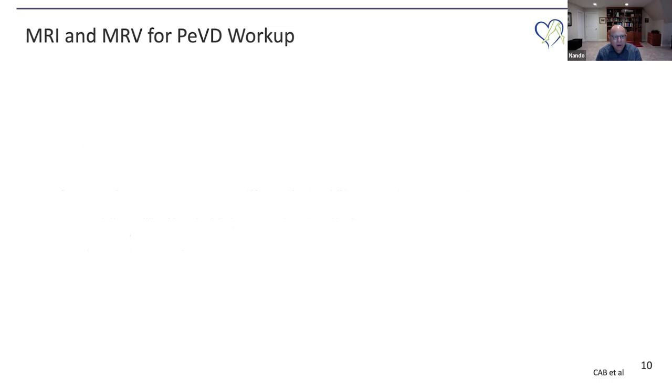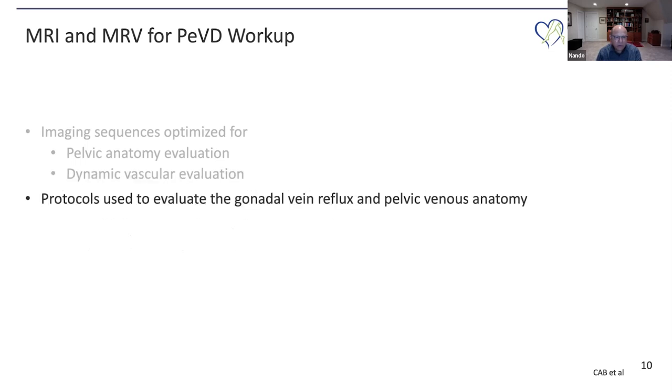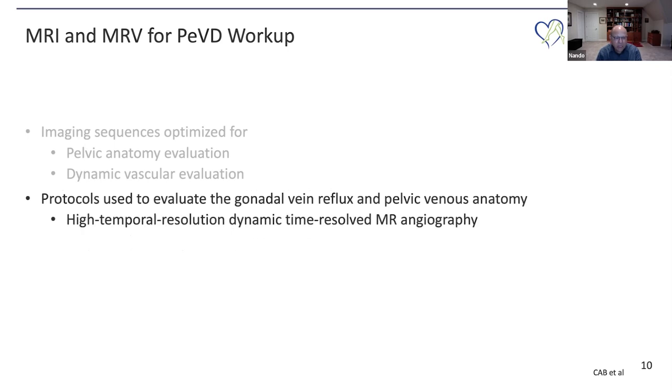MRI or MRV uses image sequences optimized for pelvic anatomy, as well as dynamic vascular evaluation. Protocols used to evaluate the gonadal vein reflux and pelvic venous anatomy include high temporal resolution dynamic time-resolved MR angiography. Quite a mouthful for 7 a.m., but this basically means that the flow in the vessels being interrogated are seen as in conventional angiography.